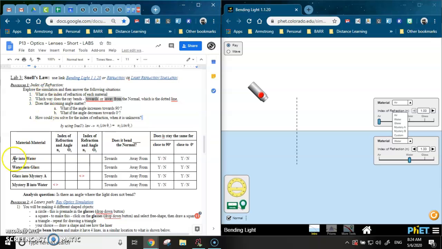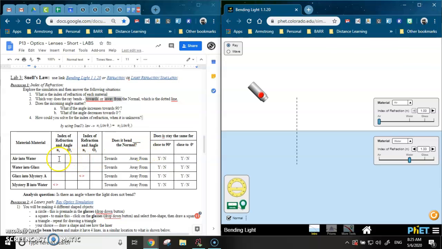For this lab, what we're trying to do is see how the light, in this case a laser, behaves as it changes through materials. The first one I want to do is air into water. I have air and I have water, and it gives me the index of refraction right here. Index of refraction is a property of the material. If I have air, the index of refraction is going to be 1.